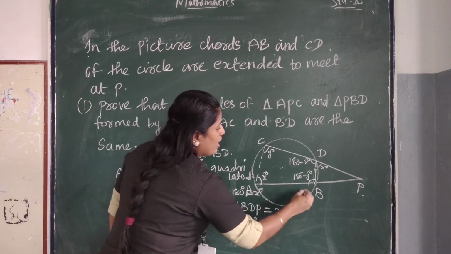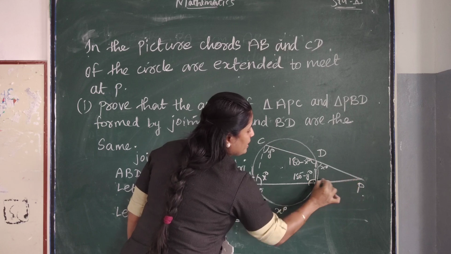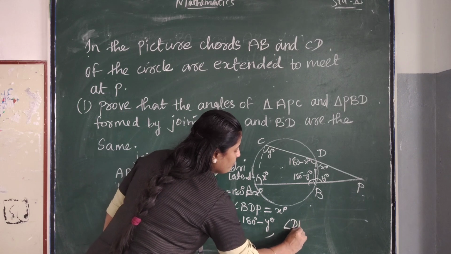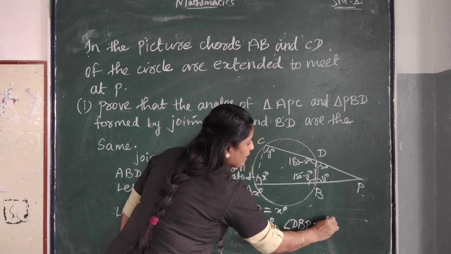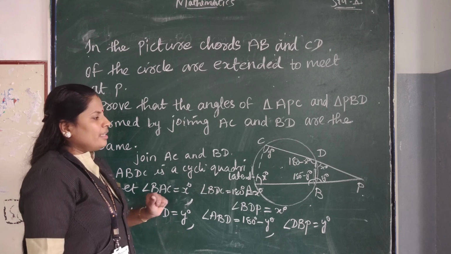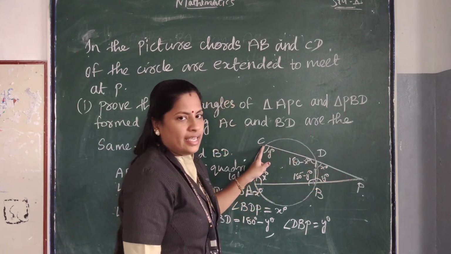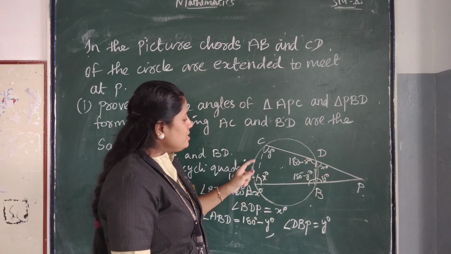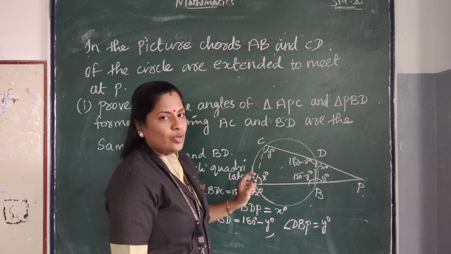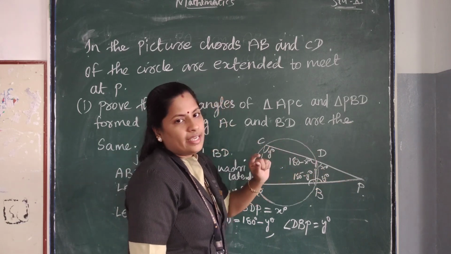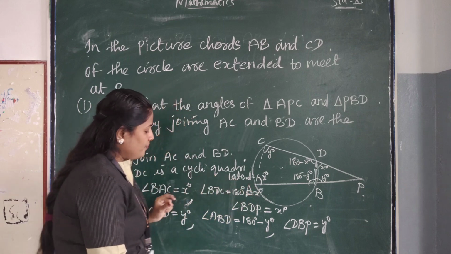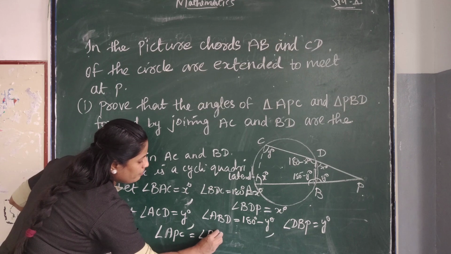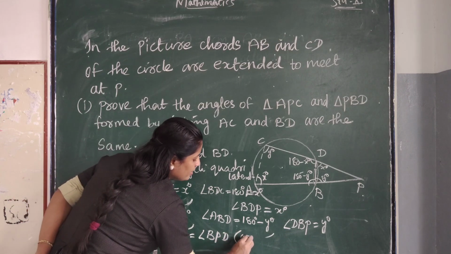Okay, so angle DBP, this angle also y degree. Angle DBP equal to y degree. Then angle APC equal to angle BPD. In these two triangles, angle APC equal to angle BPD. That is a common angle.